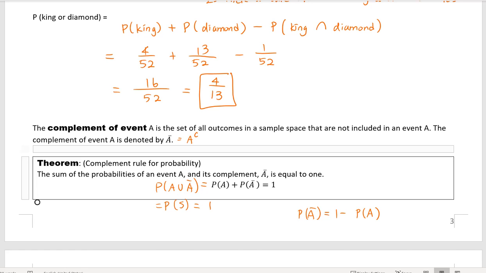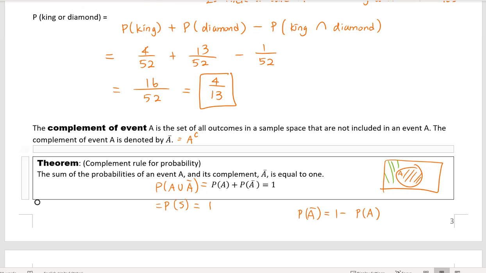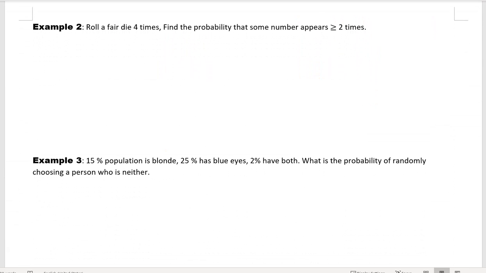And remember, in the Venn diagram, if this is A, maybe I should put the A inside here. So this is A, and then A complement is outside of A. Okay, so this is A complement. Sometimes it could be easier to compute the complement rather than A. Okay, so let's look at example 2.